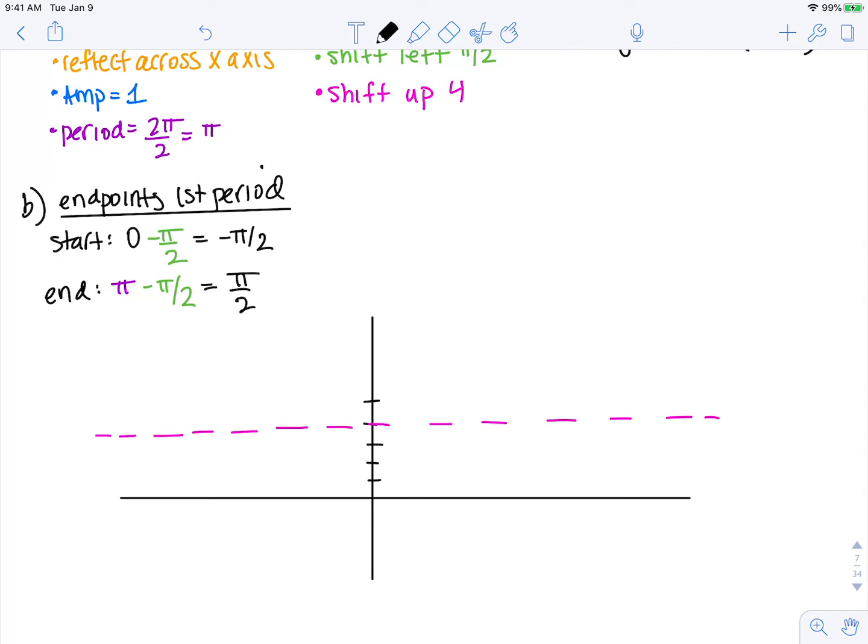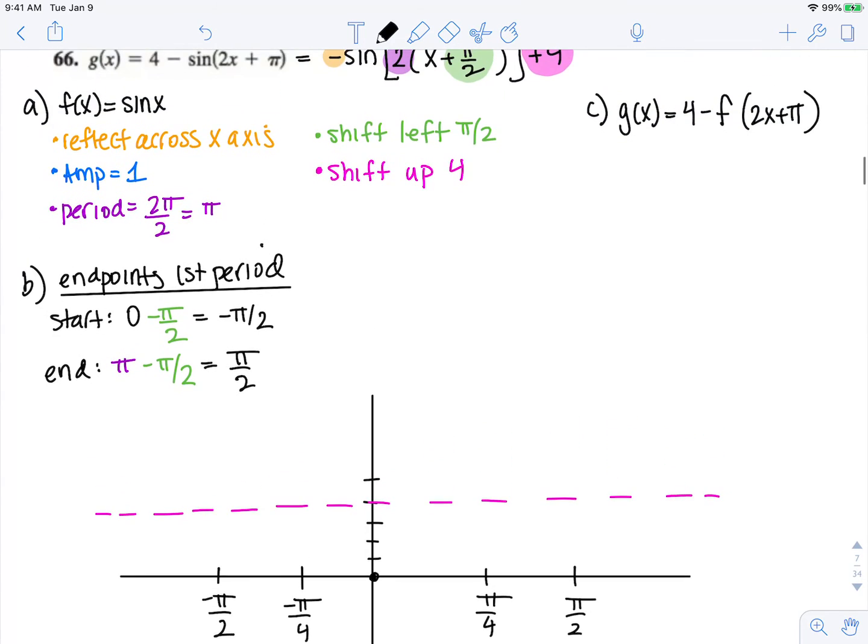So now let me do my x's. I'm starting at negative pi over 2. I'm ending at pi over 2. The middle is 0. Here is going to be negative pi over 4. Here is pi over 4. Now I've got everything I need to sketch my curve.